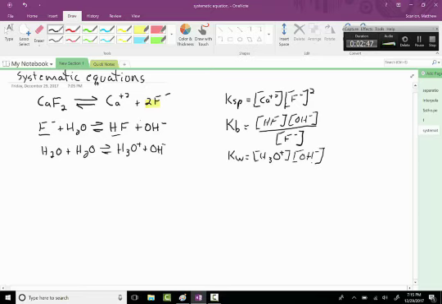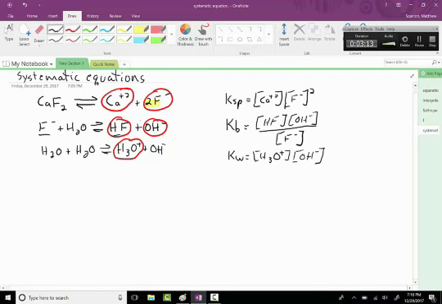So I'll count up my unknowns right now. I'll do them in red. I have calcium, I don't know what it is. I have the fluoride concentration. I have HF, I don't know what it is. I have OH minus, and I have H3O plus. So I have 5 unknowns. That requires 5 equations. So I've got to come up with a couple more equations.